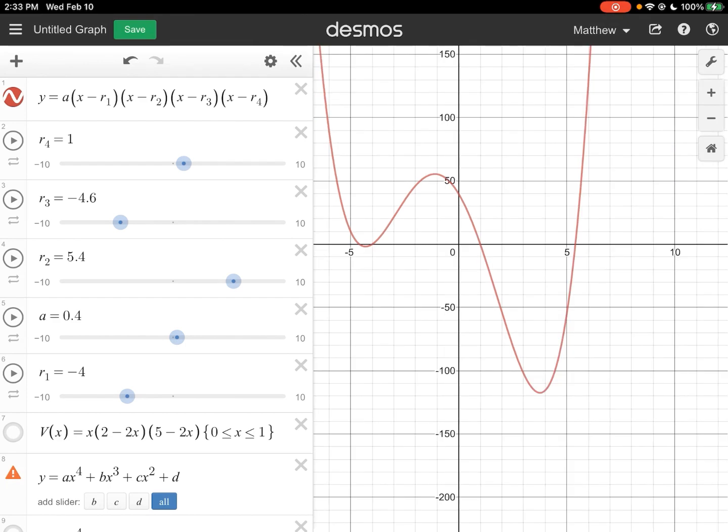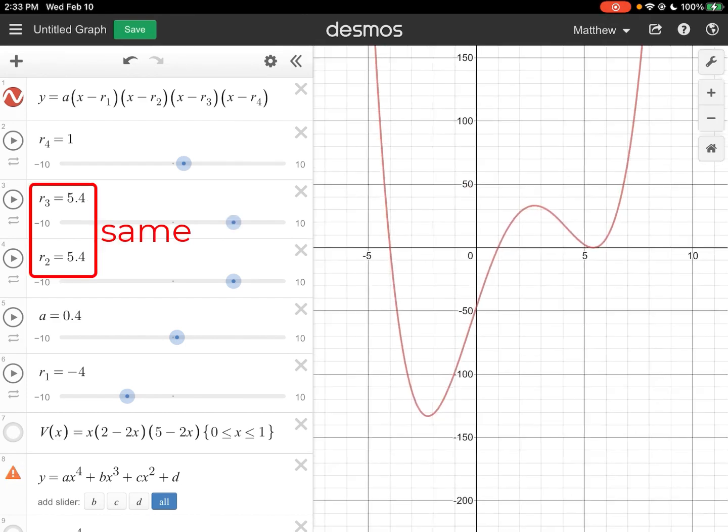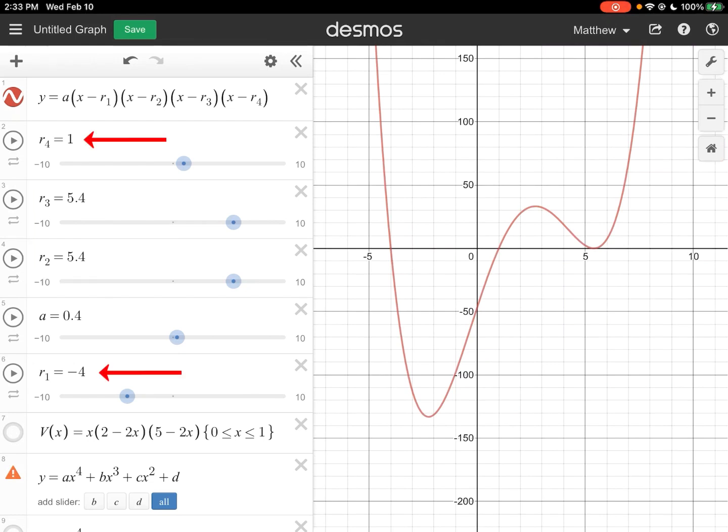If you can guess, if I make 2 of these r's the same, but the others keep different, notice what's going on this time. At the r's that are distinct, the graph crosses the x-axis. But at 5.4, we bounce off the x-axis. We touch it, but we don't cross it. Now, when 2 of the r's are the same, for example, the x minus 5.4 and another x minus 5.4, instead of writing them separately, you can just write x minus 5.4 and then put a square on those parentheses. We'll see that in a moment.